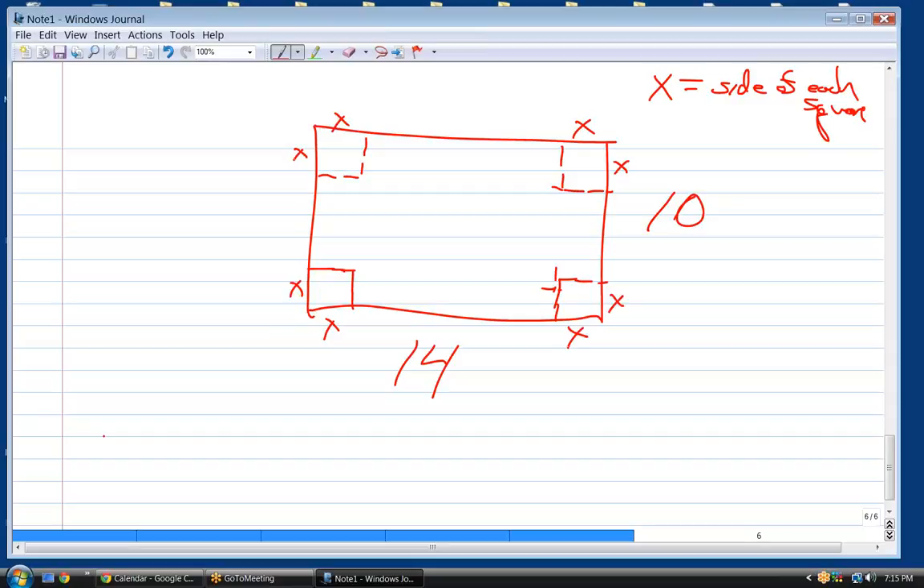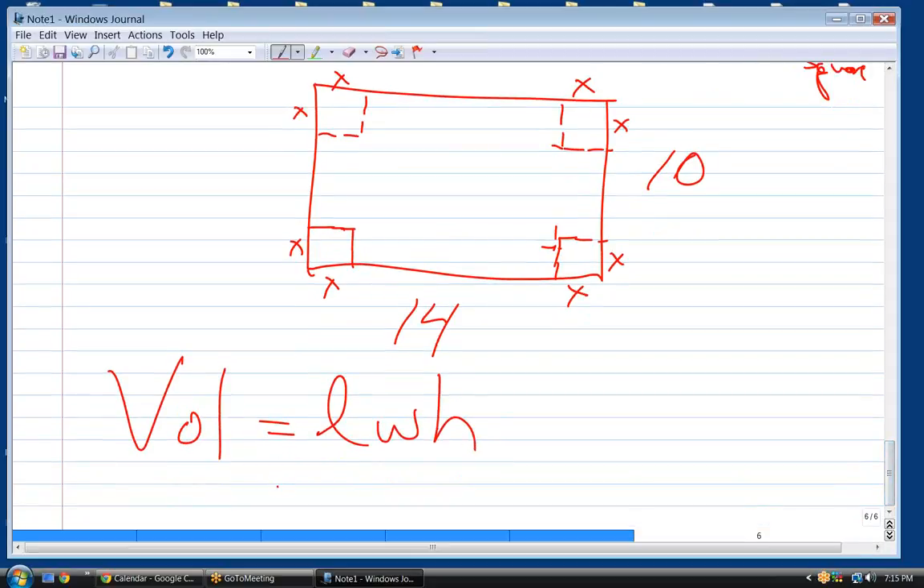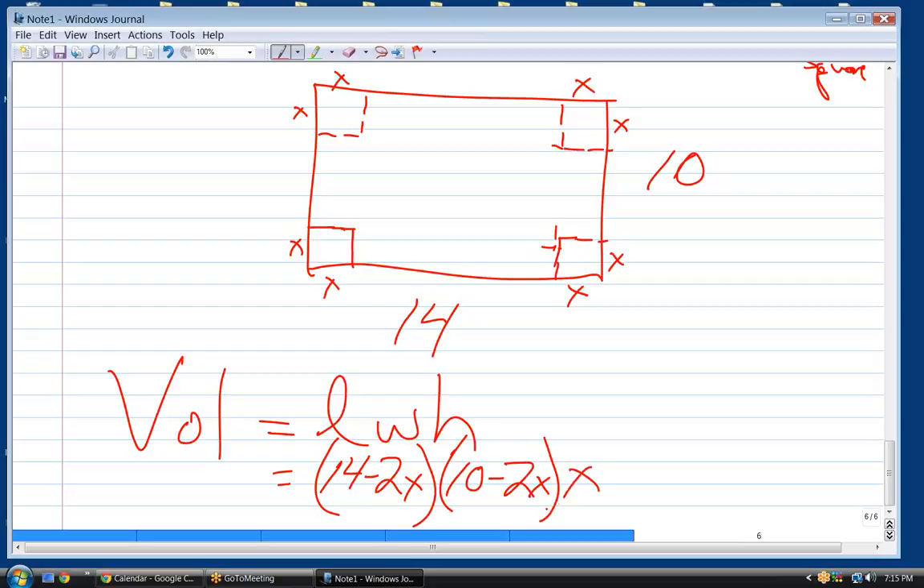Now, what is the volume of my box going to be? What's the formula for the volume of a box? Length times width times height. What is my length? 14 minus 2x. What is my width? 10 minus 2x. And what is my height of the box? X. Exactly. Okay.